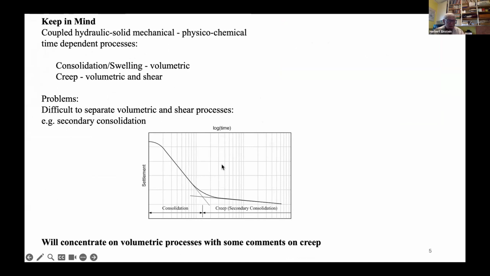And I'll show you a classic settlement curve, which we do in an oedometer, simply to show that these are coupled processes and combined processes. So here we have the primary consolidation, and then here we have secondary. And this is actually the interesting part, because this is not only a consolidation process where the volume gets reduced, but there's also a shearing process. I'll show you this simply to give you a little bit of an idea of the complexity of the entire issue. I will concentrate on swelling, but there will be some comments on creep, because as you're going to see, this is not easily separable.